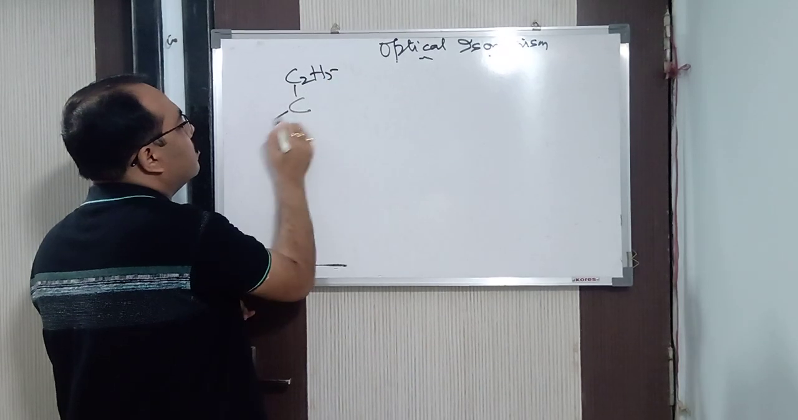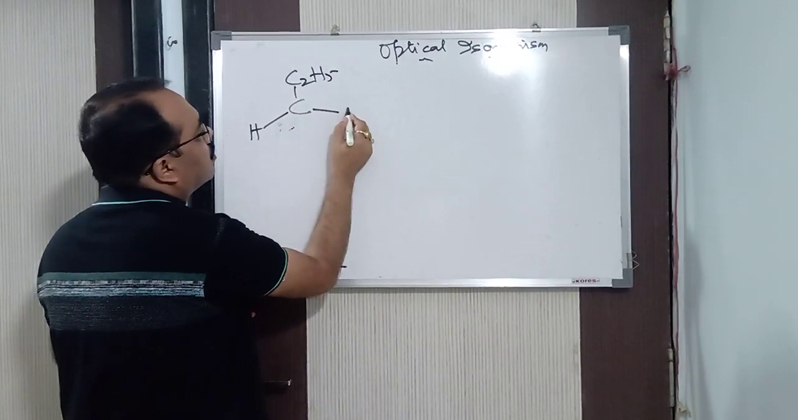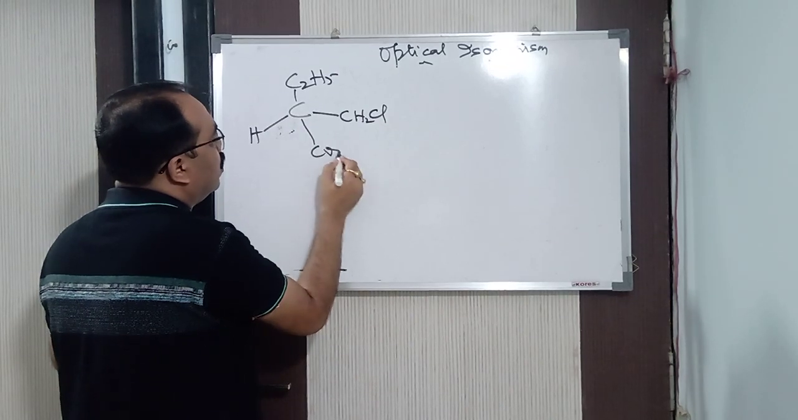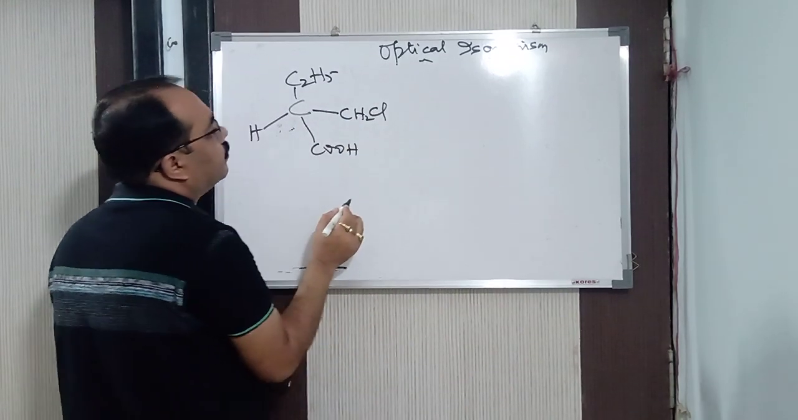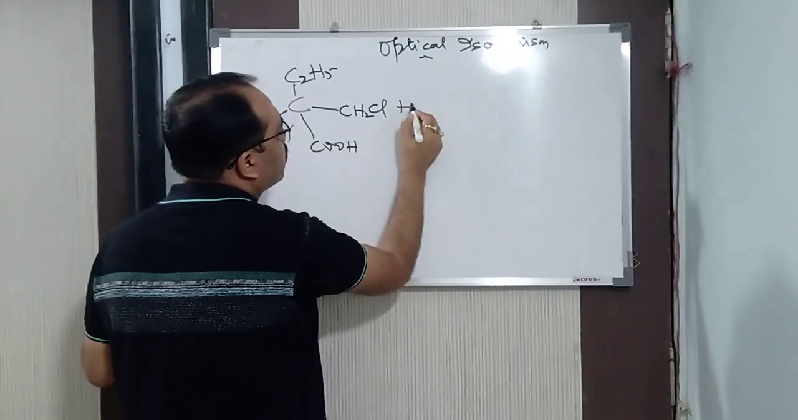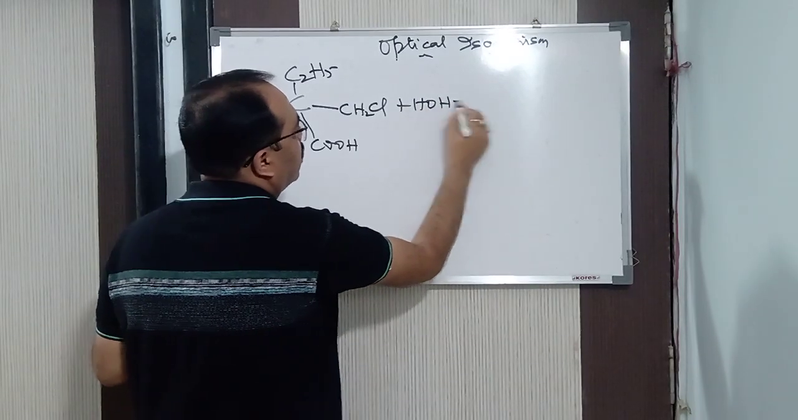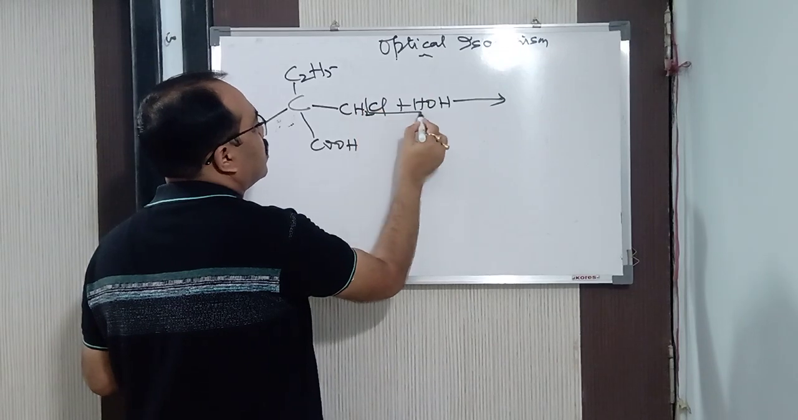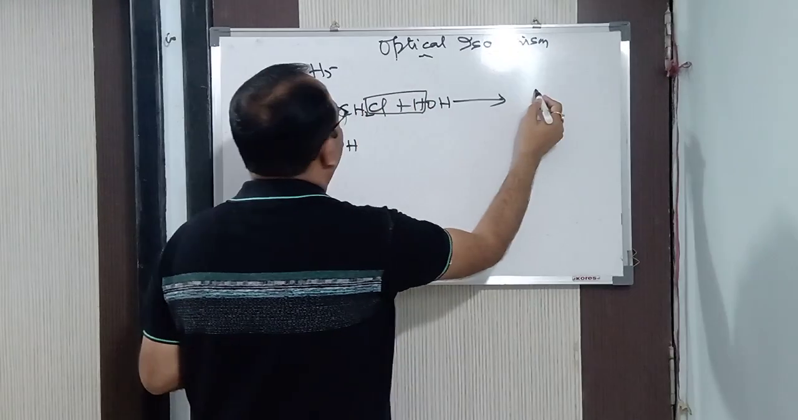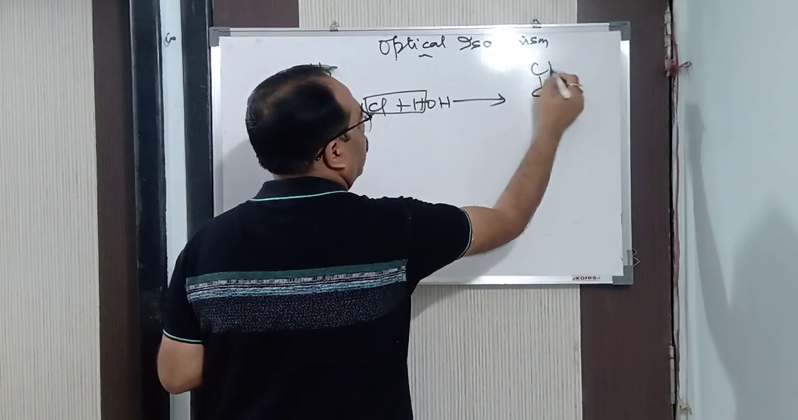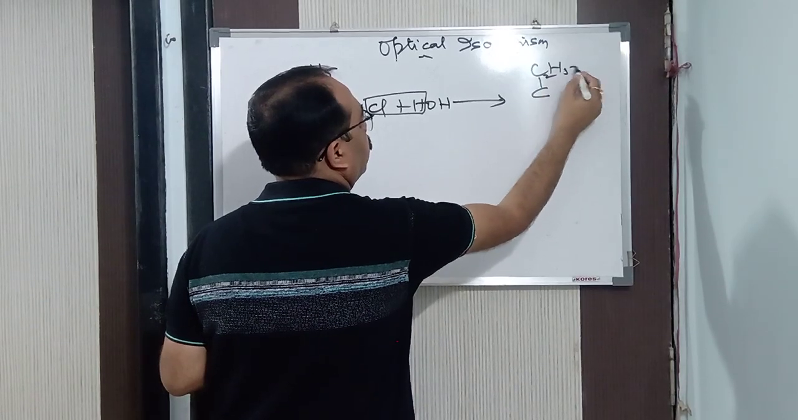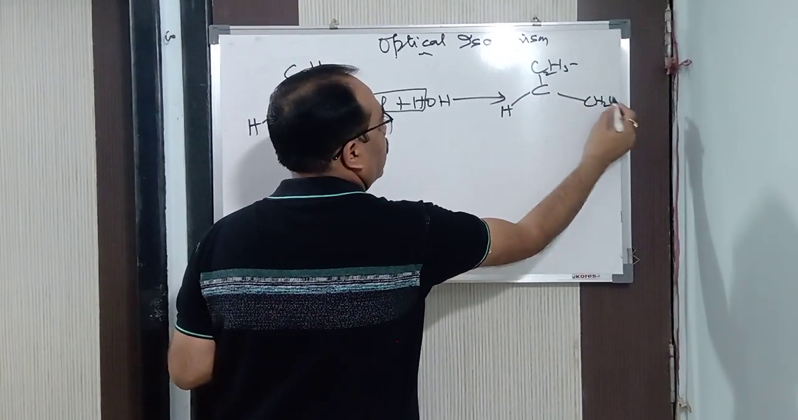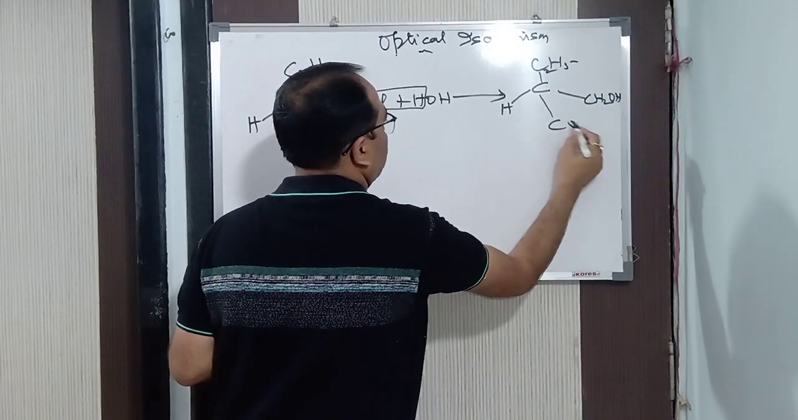Let us say this is C2H5, this is H, this is CH2Cl, and this is COOH. Alright, now it reacts with HOH. When it reacts with HOH, HCl is released, and instead of that you have this. An example I am giving you, just an example. And this is CH2OH, and this is COOH.